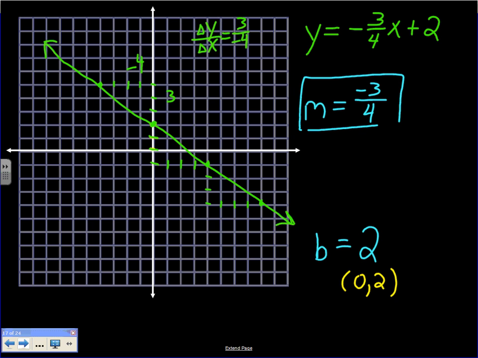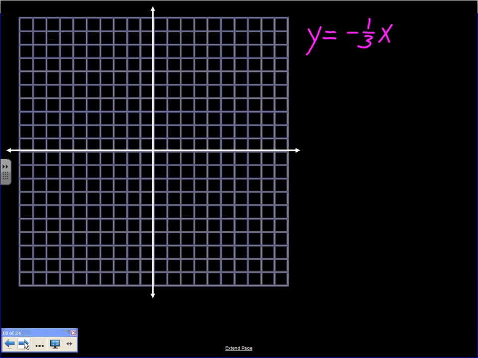And there's the line for y equals negative 3/4 x plus 2. Number 18, you have this one here. Y equals negative 1/3 x. Don't forget the negative sign in front of it.